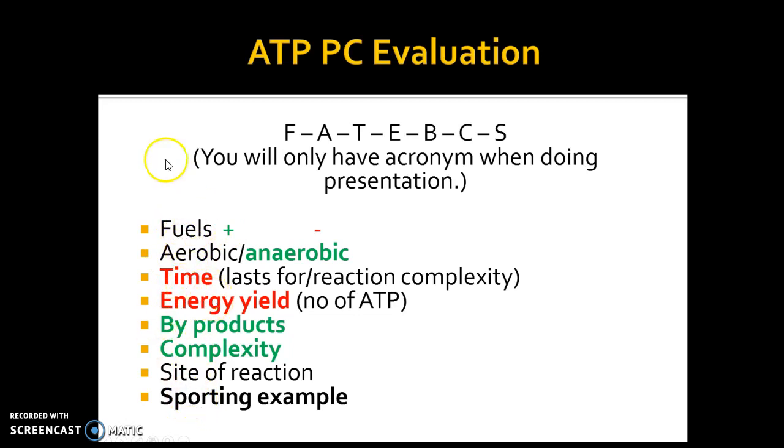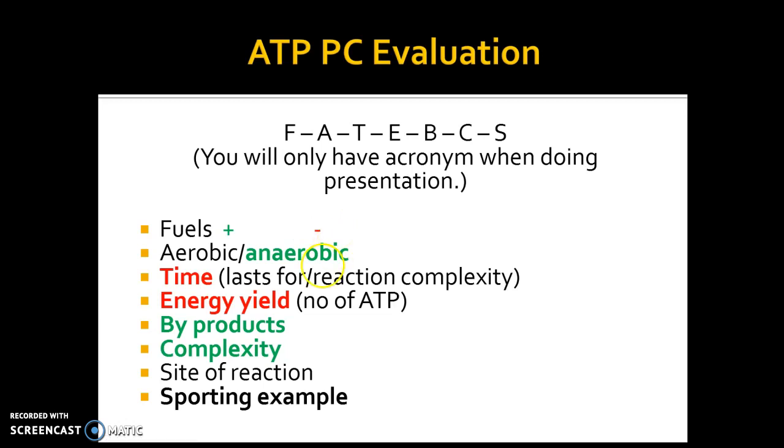So if I started off here and said, right, the key advantage, we've got to think about the fuels. First of all, the fuel for the system is PC. Okay, now this is an advantage because PC is readily available in the muscle cell. However, the downside, to put the little red minus here, is that the PC runs out very quickly. Okay, so it runs out in 10 seconds.